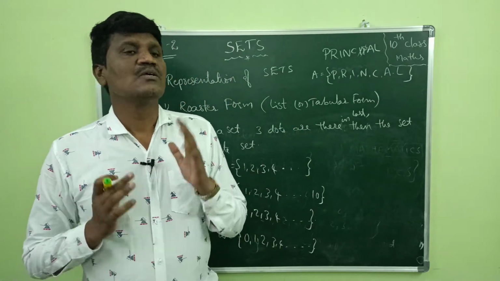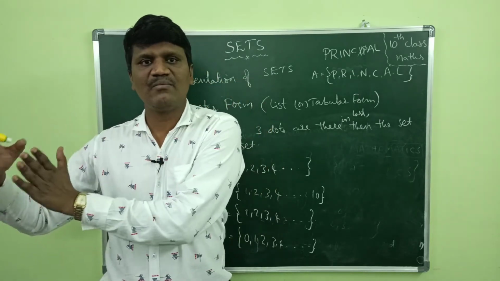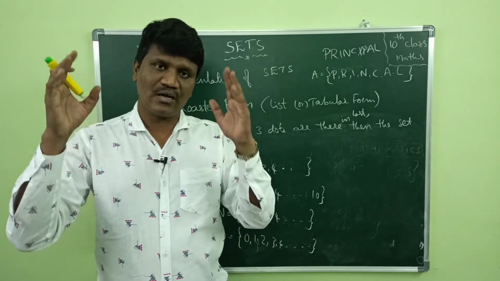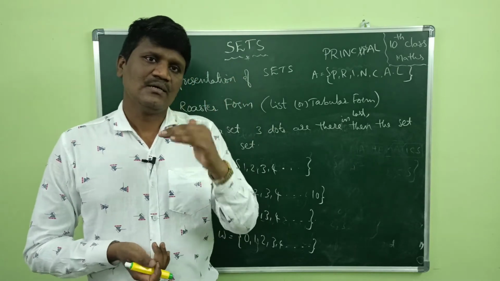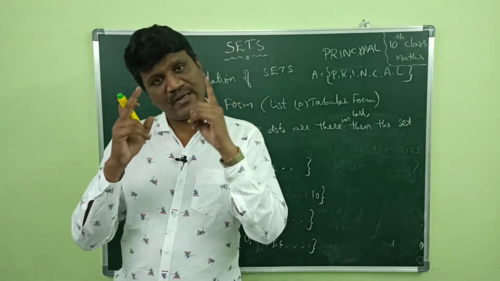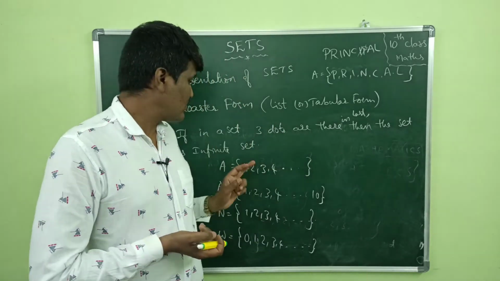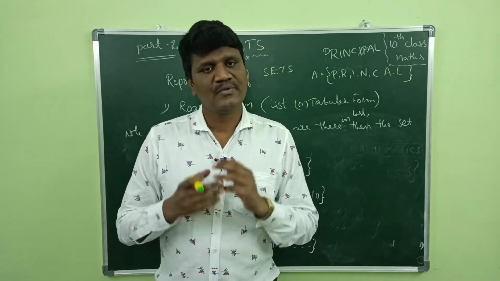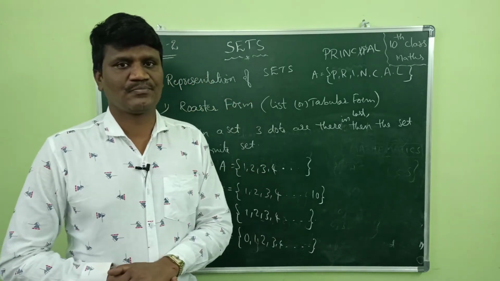In the previous lesson also, this is about roster form. The roster form is nothing but the listing of the elements. Each element in the set is separated by a comma, and the elements are enclosed in braces, or curly brackets. The main 3 points we have learned: the element should not be repeated, the order of the elements is immaterial, and if there are 3 dots, the set has infinite elements.